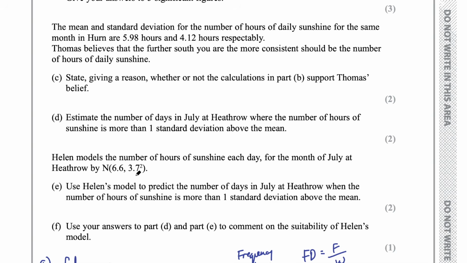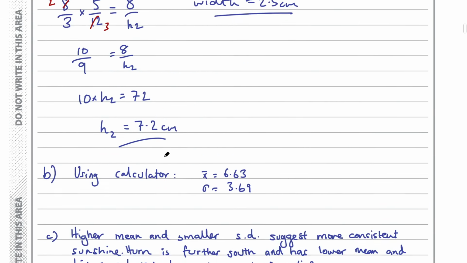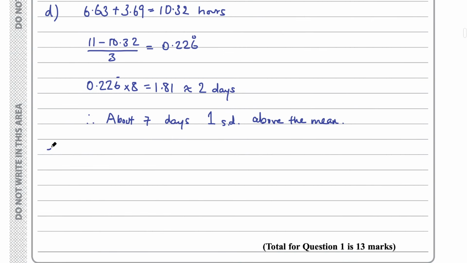Part E says Helen models the number of hours of sunshine each day for the month of July at Heathrow by a normal distribution with a mean of 6.6 and a standard deviation of 3.7. And the question asks, use Helen's model to predict the number of days in July at Heathrow when the number of hours of sunshine is more than one standard deviation above the mean. Okay, let's get started on E. So I'm just going to write that down before I forget. So it was N, normal distribution with a mean of 6.6 and standard deviation 3.7.